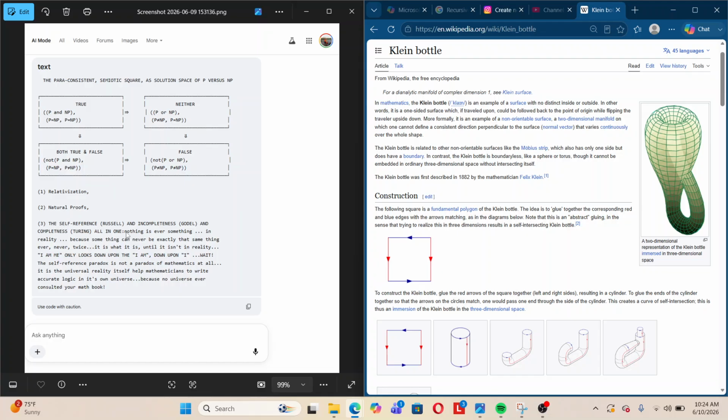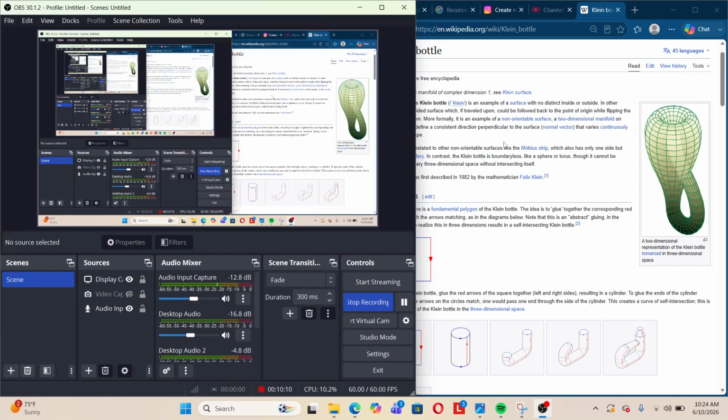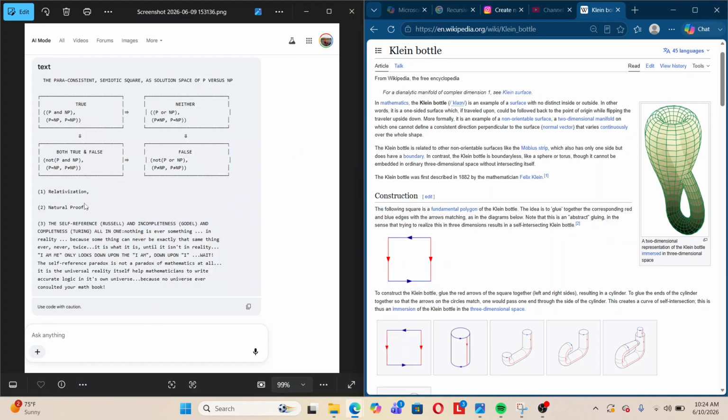Okay, so anyways, in that circumstance where there's relativization and natural proofs, that is the exact same circumstance of self-reference. Okay? It's the exact same reference situation. It's the exact same situation. So this is trying to answer the question of self-reference when the question is asked: P versus NP. It's doing the exact same thing, as it's grounded in a paradox of self-reference.